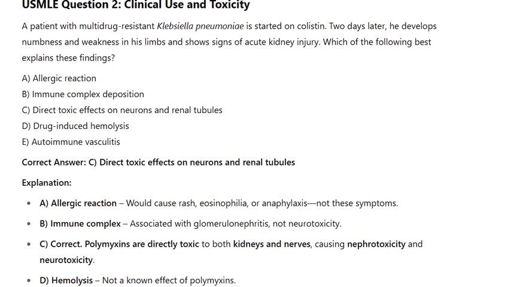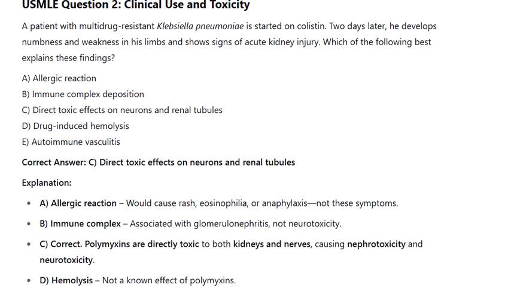Explanation. A. Allergic reaction would cause rash, eosinophilia, or anaphylaxis, not these symptoms. B. Immune complex, associated with glomerulonephritis, not neurotoxicity. C. Correct. Polymyxins are directly toxic to both kidneys and nerves, causing nephrotoxicity and neurotoxicity.